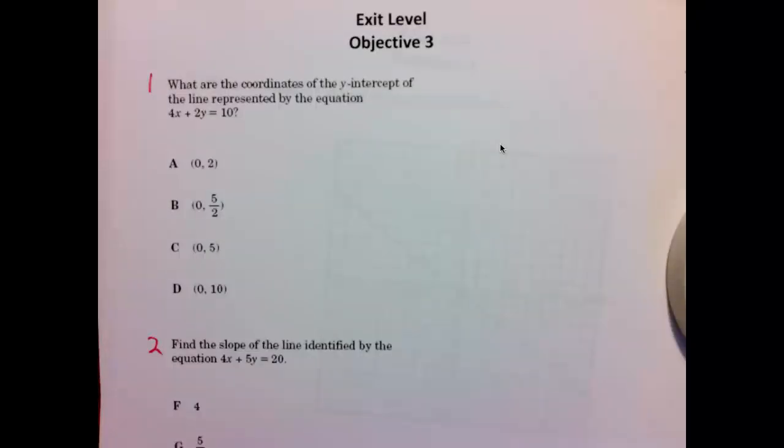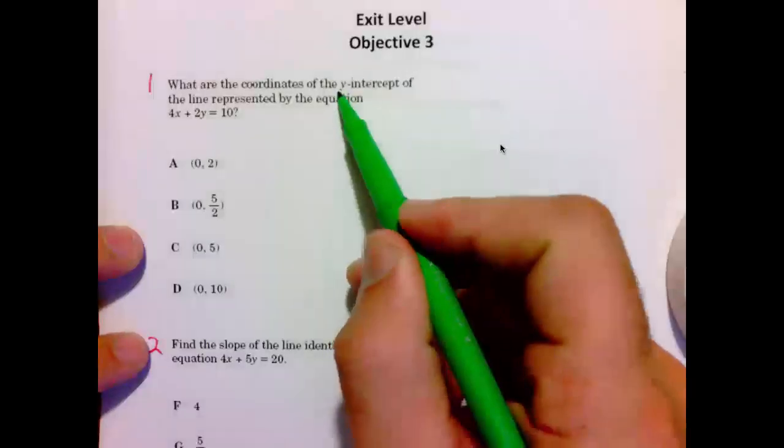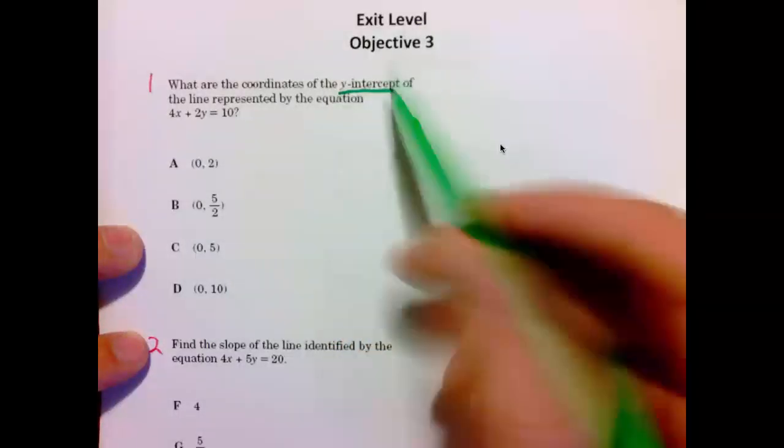We will be looking at the quiz that we took yesterday, the exit level objective 3 quiz, in preparation for our cumulative exam, which will be on Monday. Question number 1 says, what are the coordinates of the y-intercept of the line represented by the equation 4x plus 2y equal 10? Well, we know that the y-intercept can be found in a couple of ways.